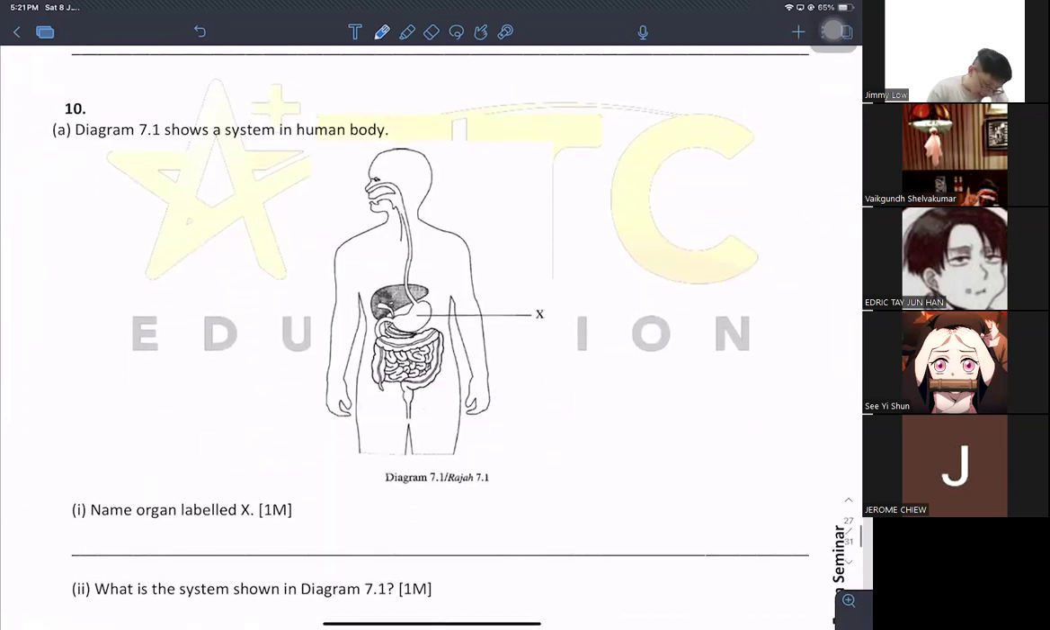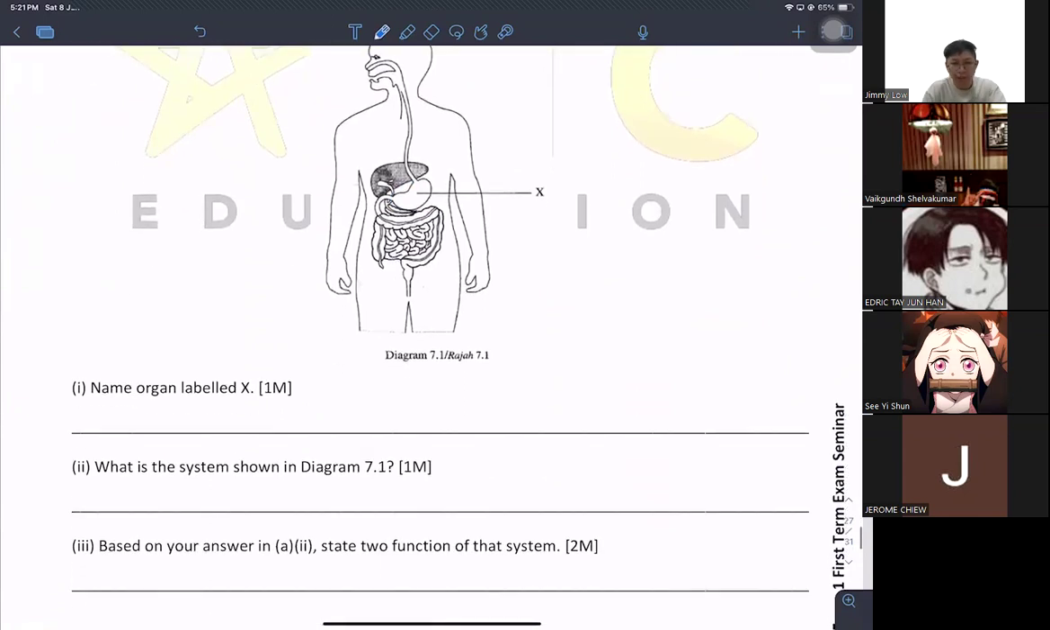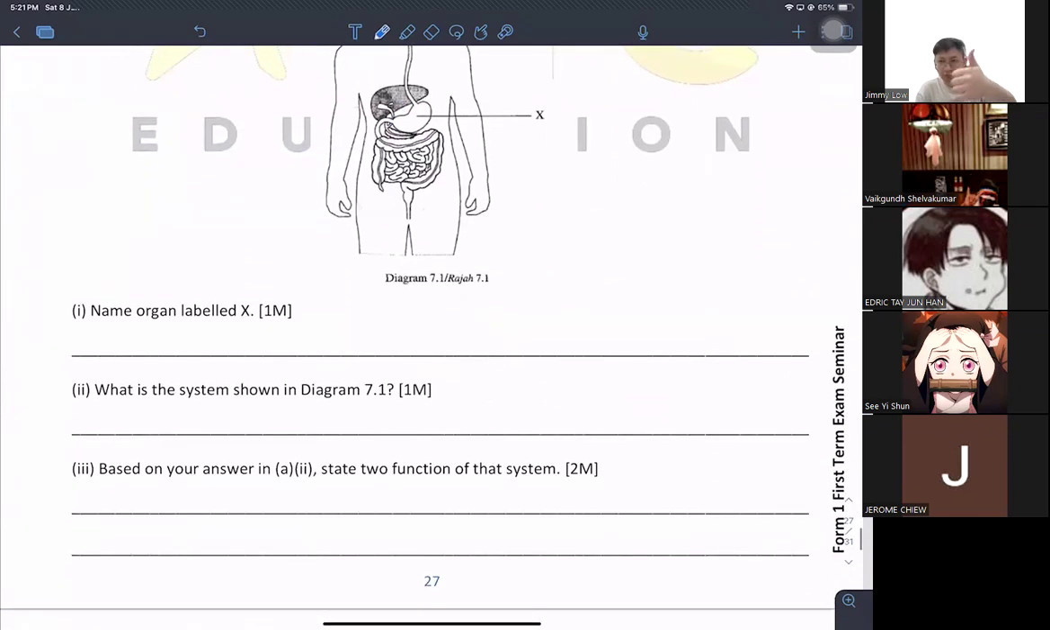Organ X is like stomach. What is the system? Digestive system. What is the function? You absorb nutrition, you excrete, you do defecation, you pooping, as well as you digest the food. A lot of different points to write.